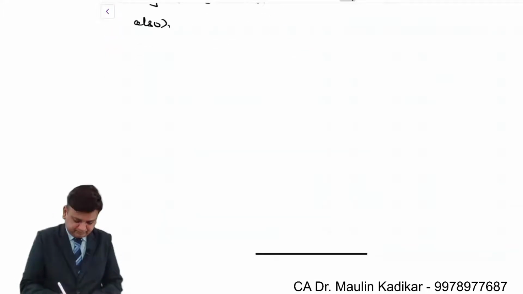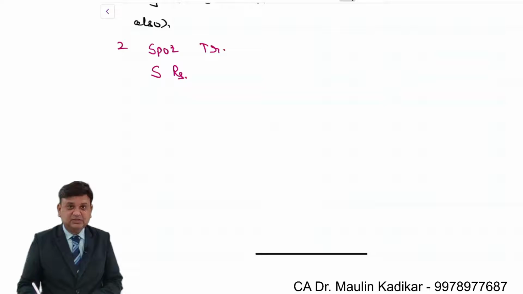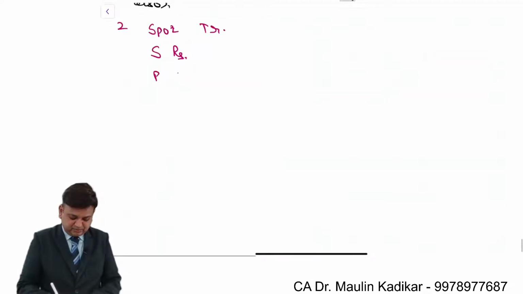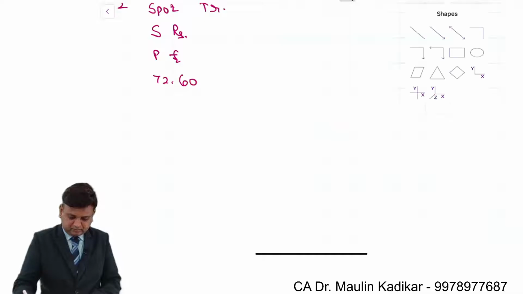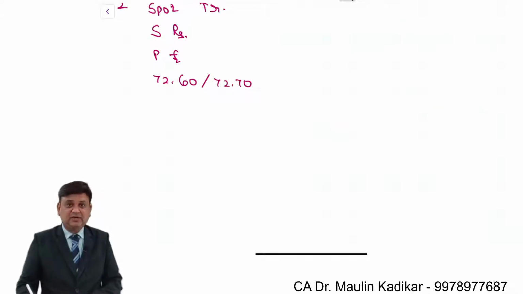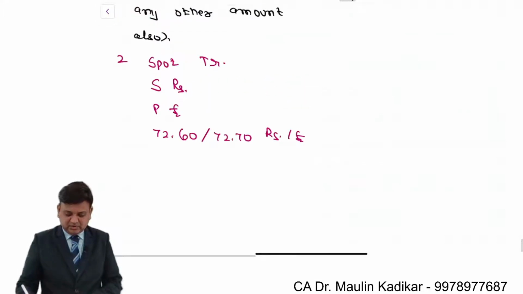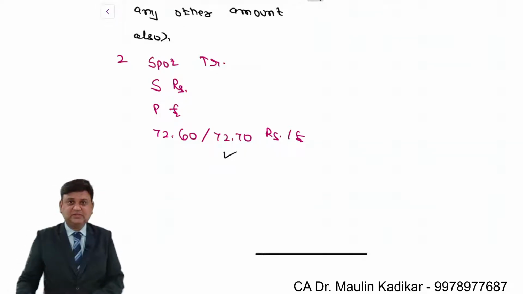Second, spot transaction, sell of rupees and purchase of pound. What is the spot exchange rate? 72.60 slash 72.70 rupees per pound. Sell of rupees and purchase of pound. So a higher amount of rupees is required to be sold.